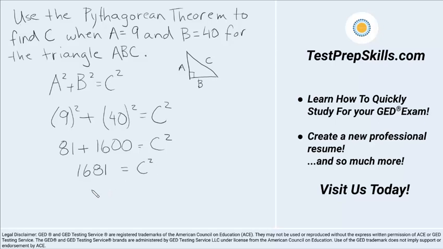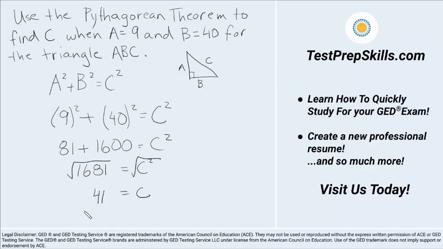Now, the final thing we need to do is we're looking for C, right? We're not looking for C squared. So we're going to need to take the square root of both sides, okay? We can't just take one side. We have to do both sides. So the square root of 1,681 is actually 41. And the square root of C squared is simply C.